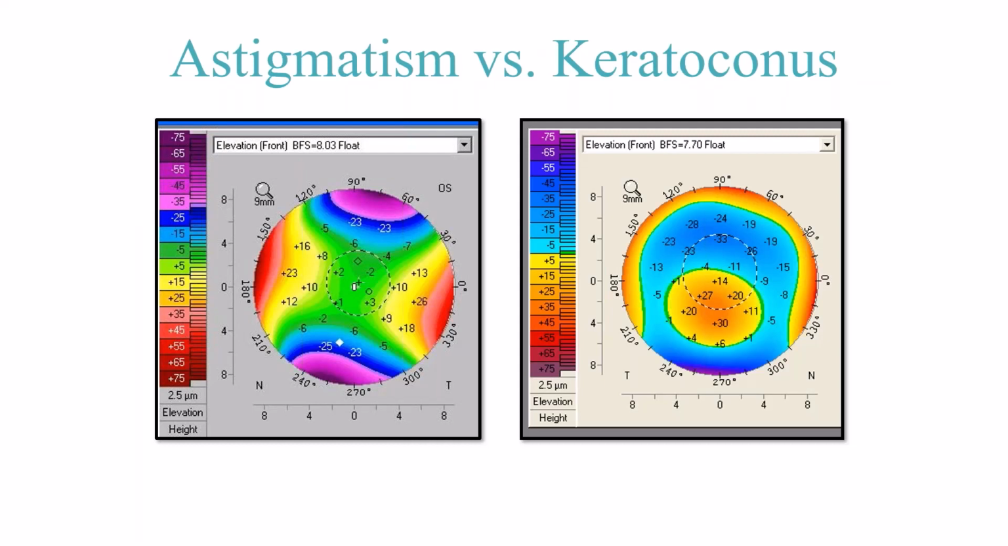So these are two classic examples of elevation data against a best fit sphere. The picture on the left is a very typical astigmatic cornea, and the one on the right is what we call a positive island of elevation surrounding a sea of blue, and that's what we look for when we're looking for ectatic disease.